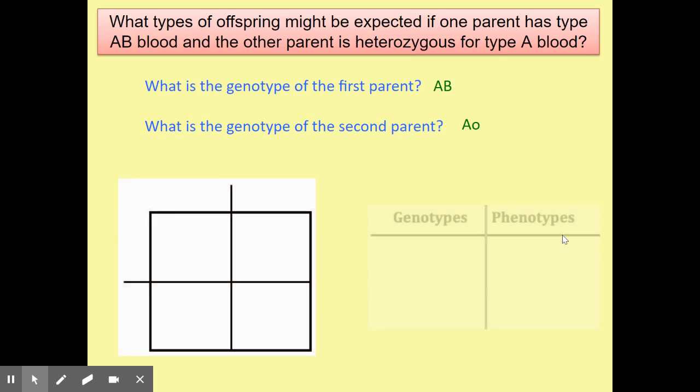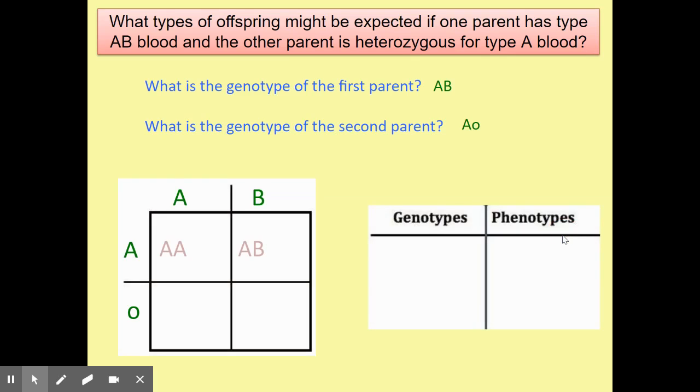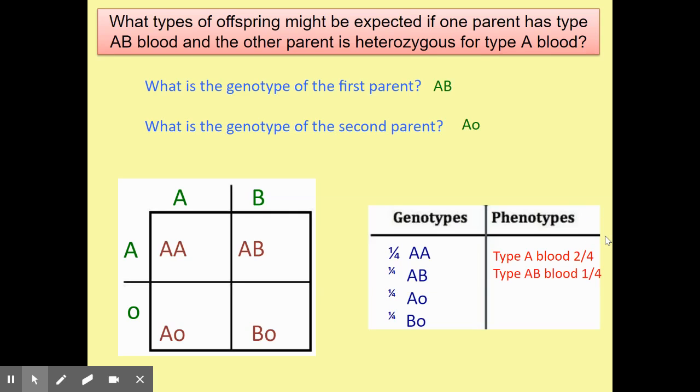So now let's perform our cross. Right, so we put one parent on the top, one parent on the left. We're going to then complete our Punnett square. So now what do our genotypes look like? Well, we might potentially see 25% being homozygous dominant type A, 1/4 being type AB, 1/4 being heterozygous type A, and 1/4 being heterozygous type B. But what does that mean for their blood types? Well, we can see about half of them are most likely going to be type A blood. 25% or 1/4 might be type AB blood. And about 25% or 1/4 might have type B blood.